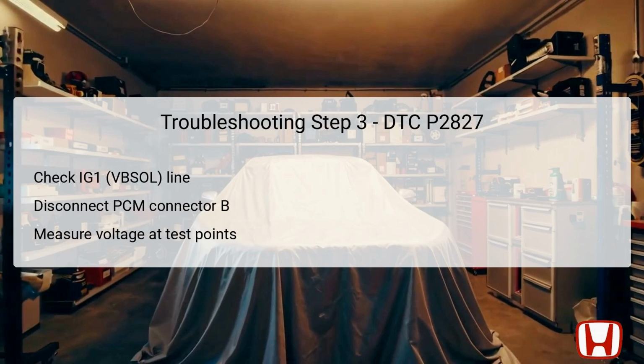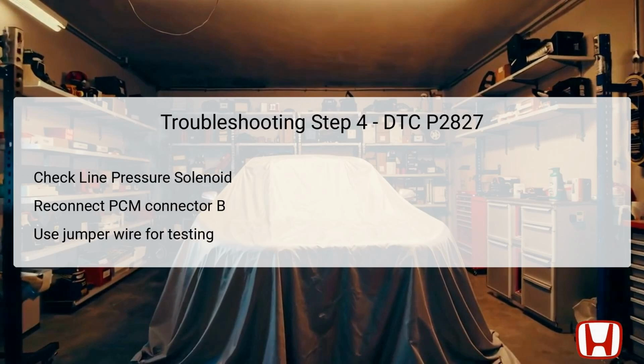If you find battery voltage at these points, it suggests the IG1 VBSOL wire is functioning correctly, allowing you to move on to the next troubleshooting step. Otherwise, it indicates an open circuit that requires attention.